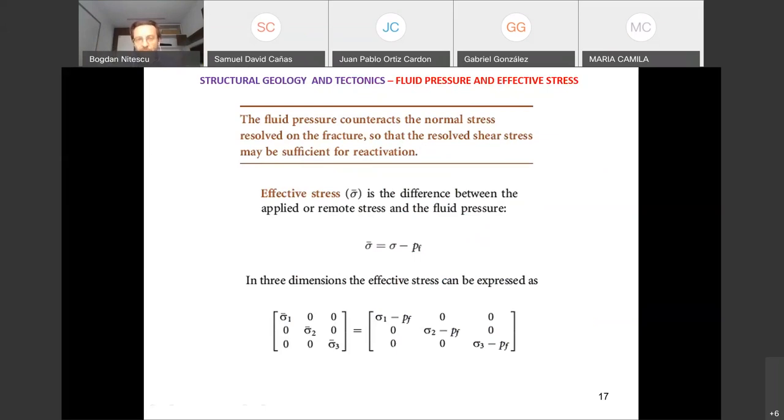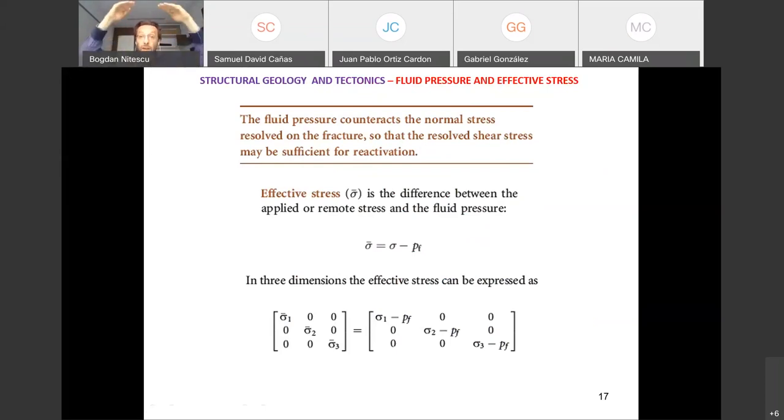Not in all cases. Sometimes you can have gas, in other cases you can have oil in the pore space, for instance. But in general, we have water. And the question is, what's the pressure of the water in the pores?